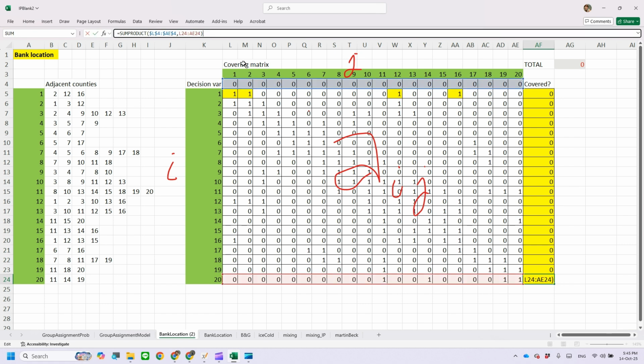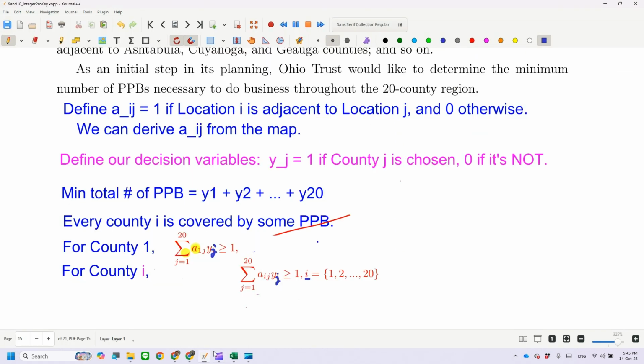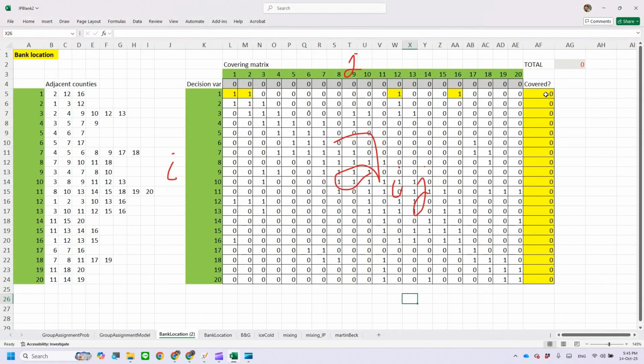I freeze this, okay, and then I can just copy them down. So just check, as a sumproduct of this and that. Remember that our constraint is this one: Aij Yj is at least one for every county i. So this is essentially the sumproduct of row vector y and row vector of Aij, fixing the row i. Okay, so here I have this.